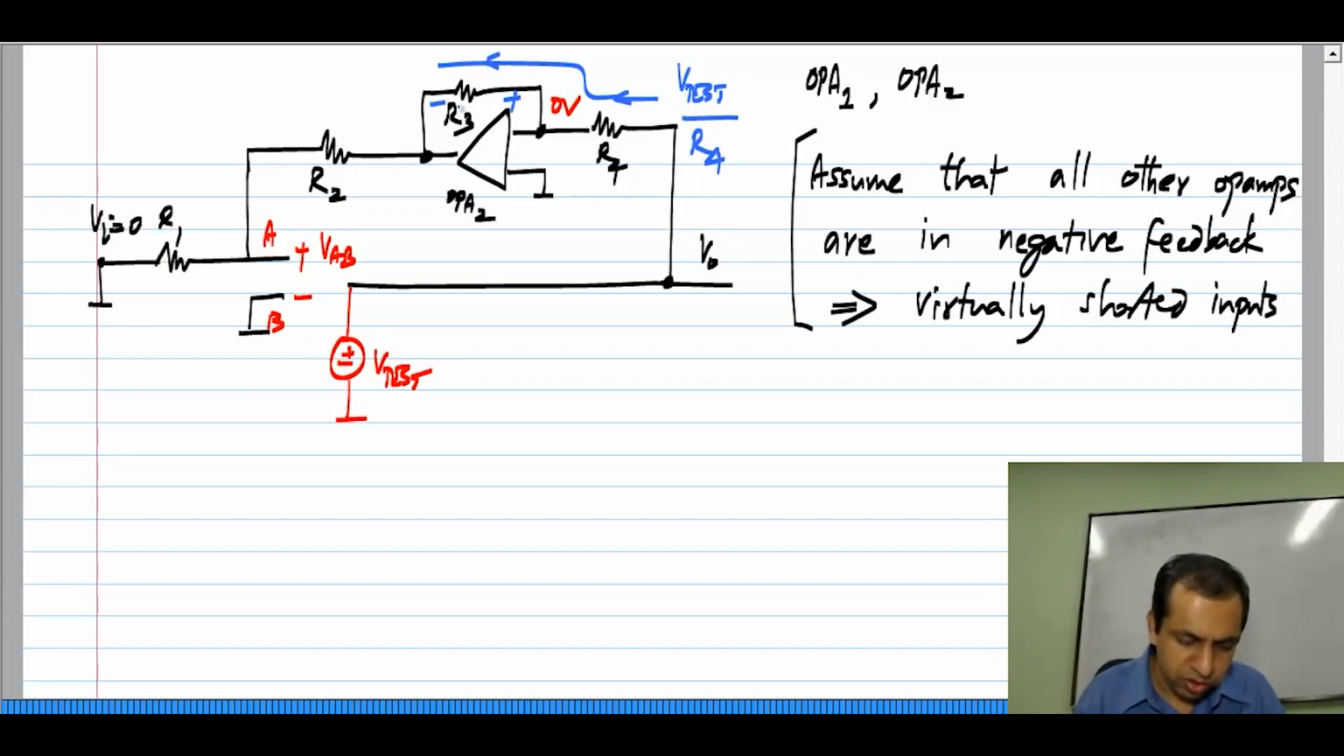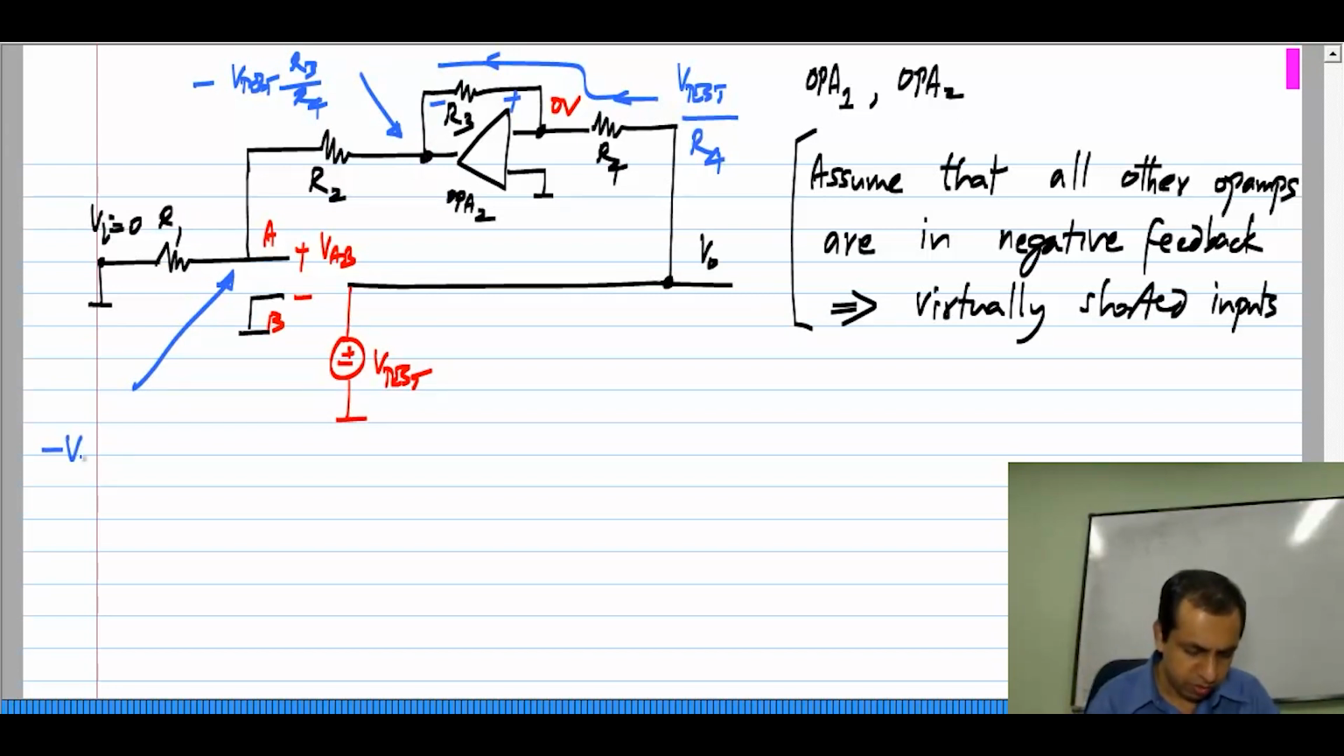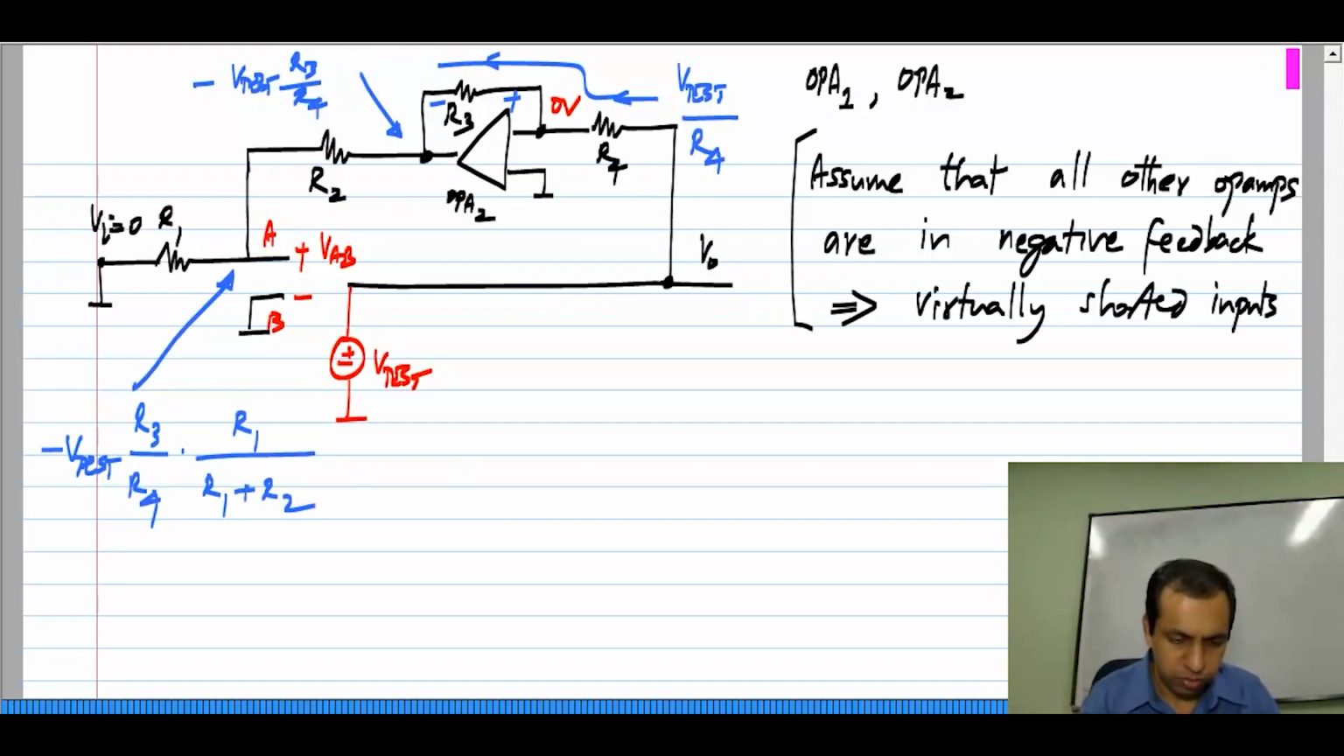The voltage drop across R3 in this direction is this current times R3. So, the voltage at this point is minus V test R3 by R4. Okay. And now, between this point and VAB, we just have a voltage divider consisting of R2 and R1. So, the voltage here will be whatever the voltage is here, which is minus V test R3 by R4 times the divider ratio, which is R1 by R1 plus R2.